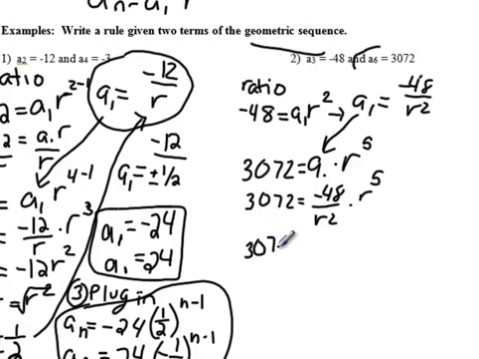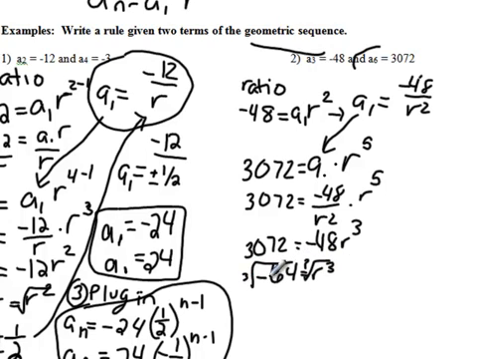So 3072 equals negative 48 times r to the 3rd. Alright, let's divide by negative 48. When we divide by negative 48, we get negative 64 equals r cubed. How do we get rid of a cube? Hopefully you guys are all saying, cube root it.